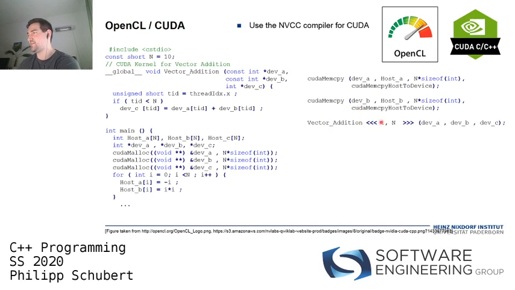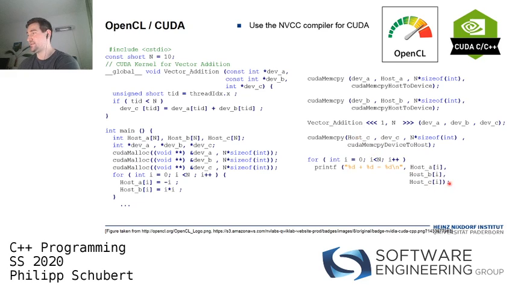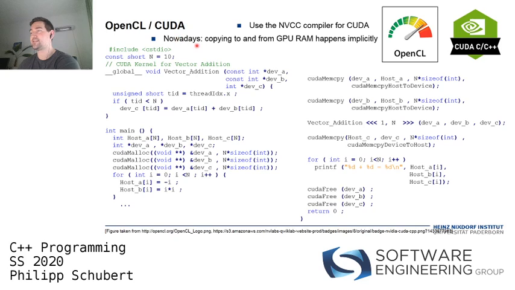It takes some magic arguments, which I won't go into detail here. You need to look it up whenever you need to use it. You provide the corresponding parameters here. And finally, you copy your result back from the device onto your host, and then you have your result. You can print your result to the command line, and eventually you need to free the memory that has been allocated on the graphics card. That's pretty much how it works.